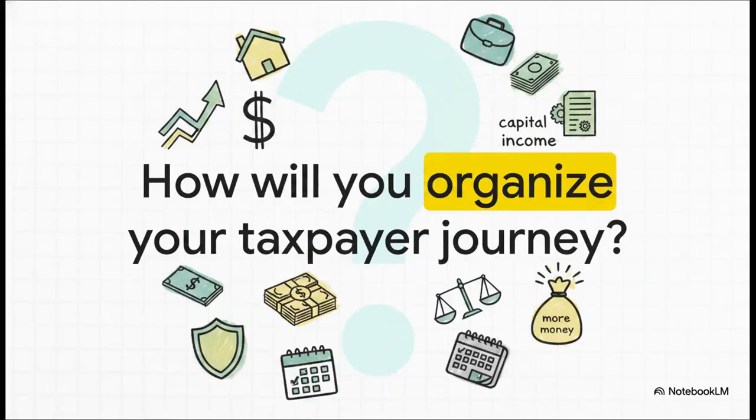Which brings us to the end of this explainer, and to a really important question for you. Now that you actually know the rulebook, from the 5 heads of income to the strategic use of set-offs and those sweet, sweet deductions, how are you going to organize your own taxpayer journey this year? With just a little bit of structure and some smart planning, you are fully empowered to legally keep so much more of your hard-earned money.